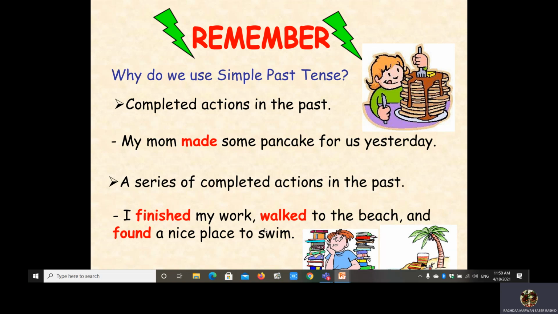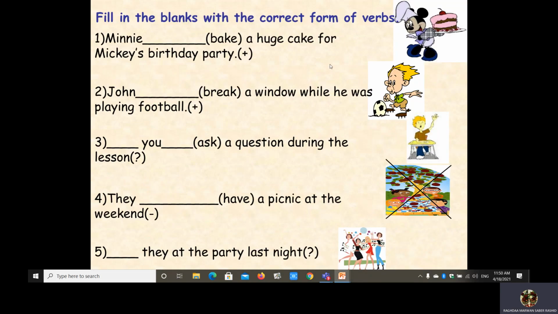I finished my work, walked to the beach, and found a nice place to swim. Finished, walked, and found, all of them in the past. Now fill in the blanks with the correct form of verbs. Use the verbs between brackets but put them in the correct form.